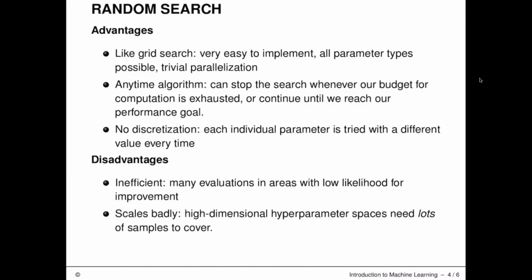Second, it is an anytime algorithm. This means that we can stop the search at any time. That's where the name comes from. So we can stop the search whenever our budget for computation is exhausted. Or we can continue until we reach a performance goal. So let's say, for example, we have 5 hours to tune our hyperparameters, then we can just do random search for 5 hours and stop then. This doesn't hold for grid search, because for grid search, once we have defined the grid, we should try out all the hyperparameter combinations in that grid.